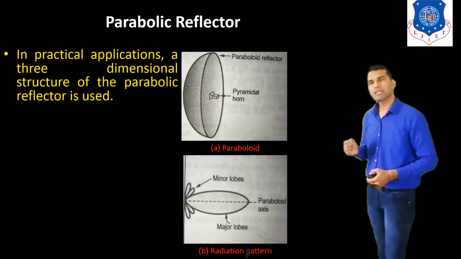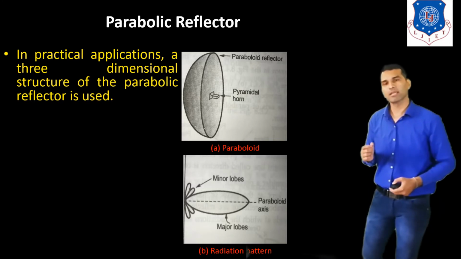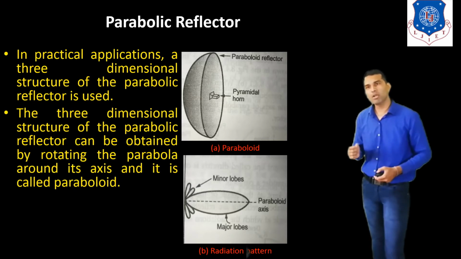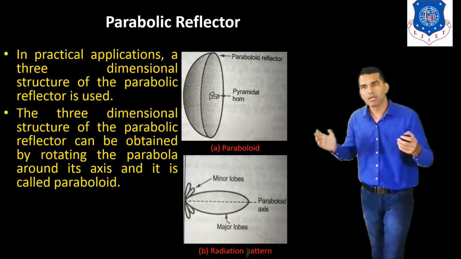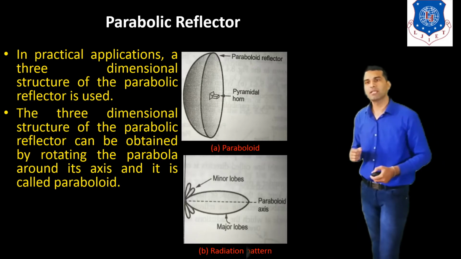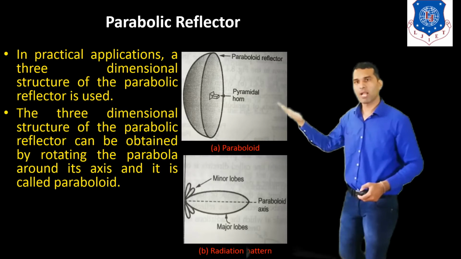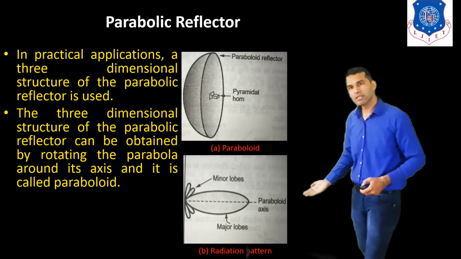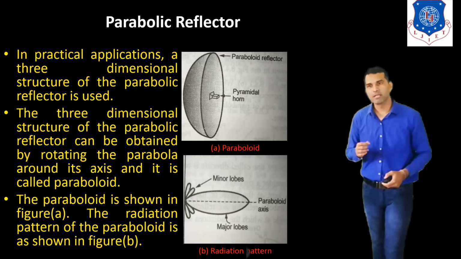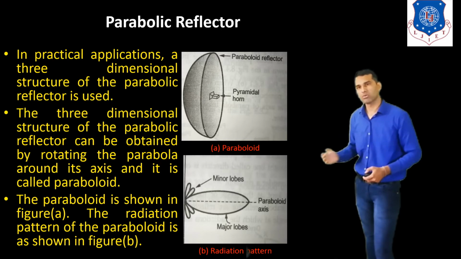Now, in practical applications, a three-dimensional structure of the parabolic reflector is used. The three-dimensional structure can be obtained by rotating the parabola around its axis, and it is called the paraboloid. Here we can see the figure of the paraboloid antenna, and this is its radiation pattern. The paraboloid is shown in the figure, and the radiation pattern is as shown in this figure.